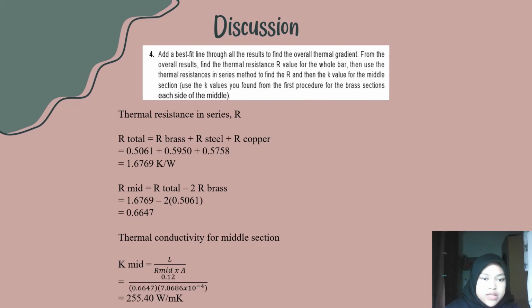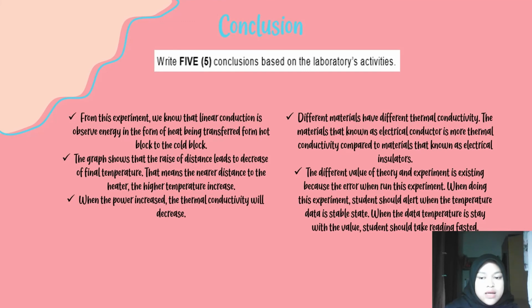0.6647 for R middle. And then after that, we need to find the thermal conductivity for the middle section. The formula for thermal conductivity for the middle section is L over R middle times area. And then we got the thermal conductivity for the middle section is 255.40. And lastly, we go to the conclusion.